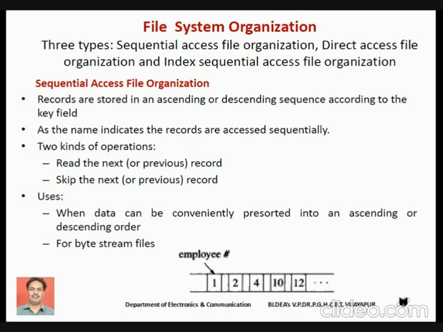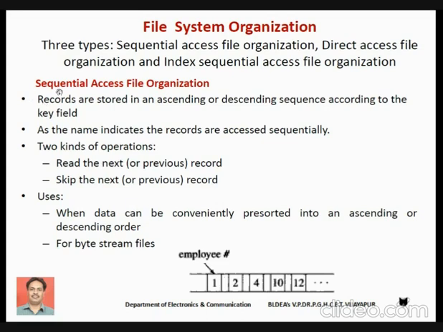It permits one more operation called skip next. You can skip a particular record, or you can skip the next or even the previous record. The applications of sequential access can be found where data is pre-sorted into ascending or descending order. Such a file system can be used where data is already organized in ascending or descending order based on some key field. Particularly for byte stream files, we can make use of sequential access file organization.